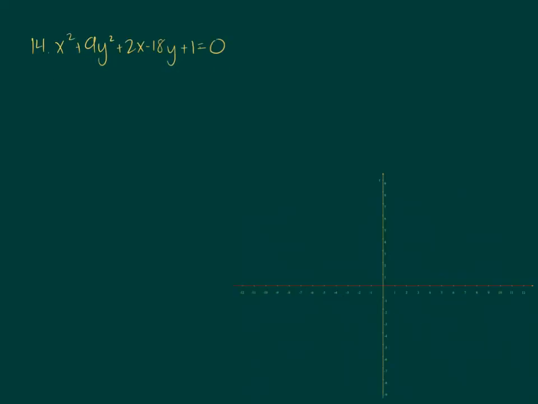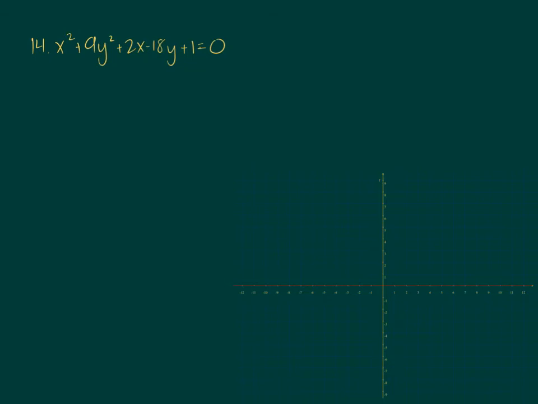Okay, now let's look at number 14. They give us this equation. It says x squared plus 9y squared plus 2x minus 18y plus 1 is equal to 0. And we need to figure out, first off, what is this equation and what graph does it have? And then we need to graph it.